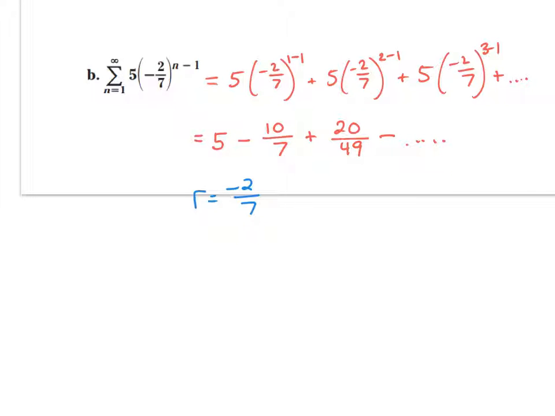How do I get a darker green? Is that one? Yeah. Okay.